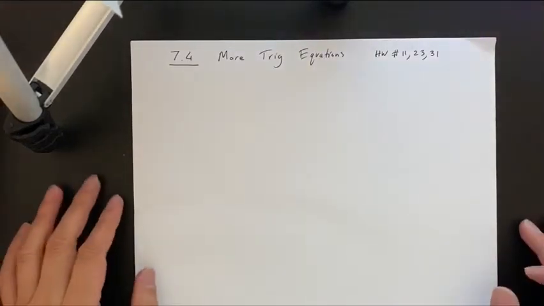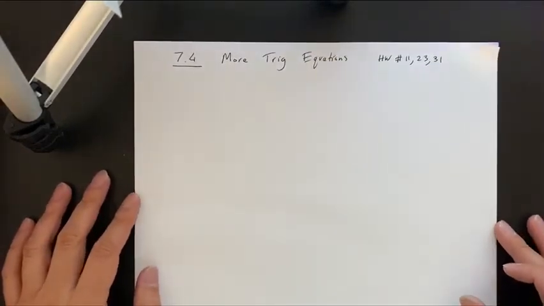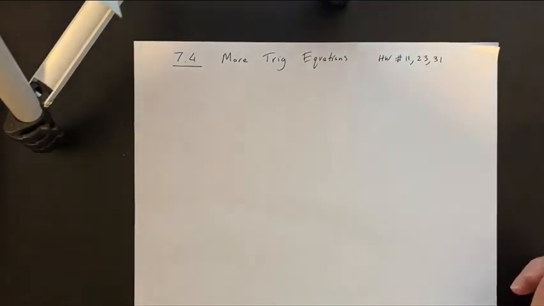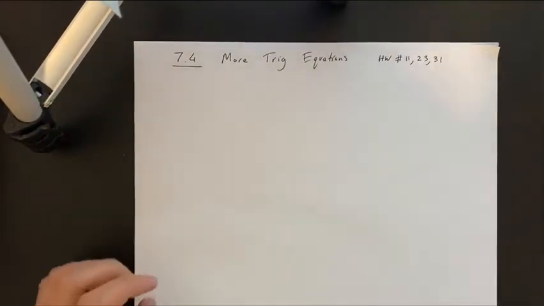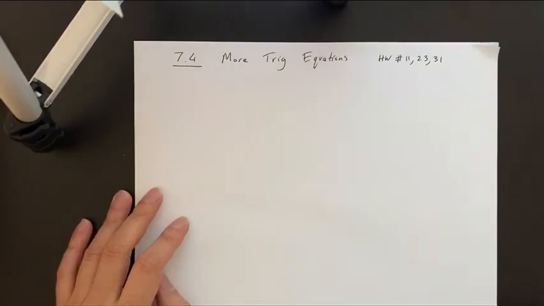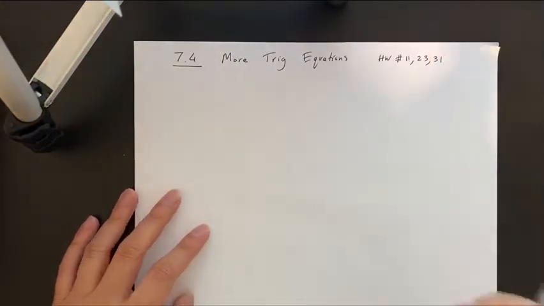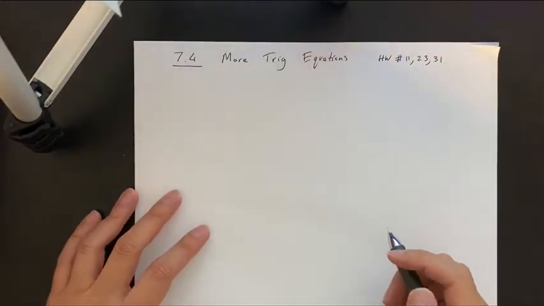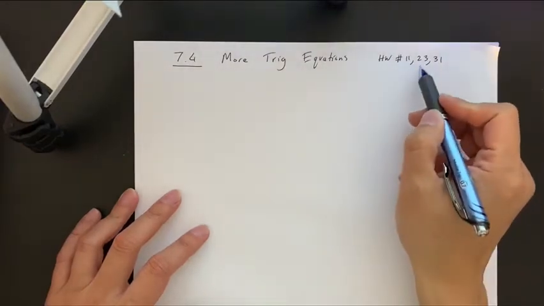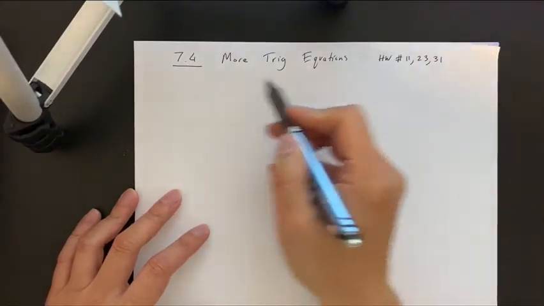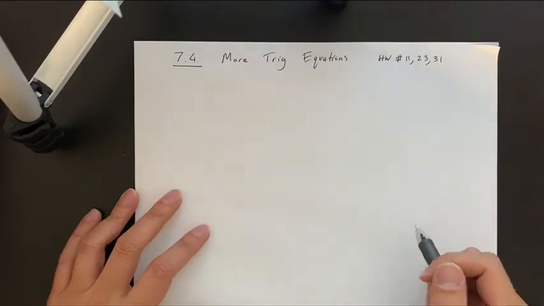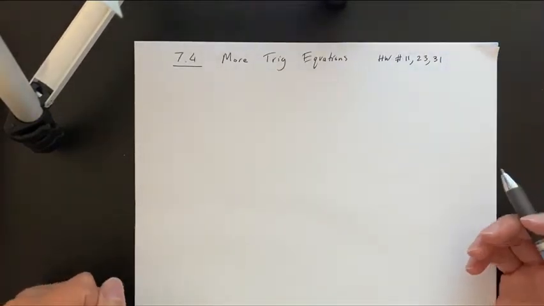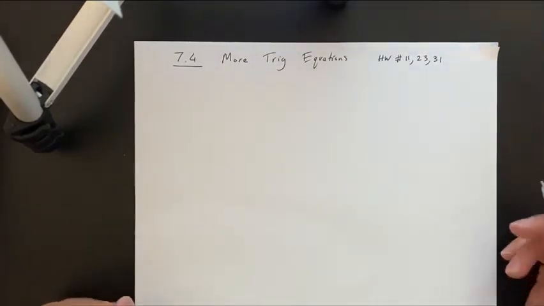Hi guys, so I'm going to be doing more examples from section 7.4. I'll start with the two very basic examples just to review what we did last time, and then I'll do these three homework problems from section 7.4, and then I'll do one that involves a quadratic equation.